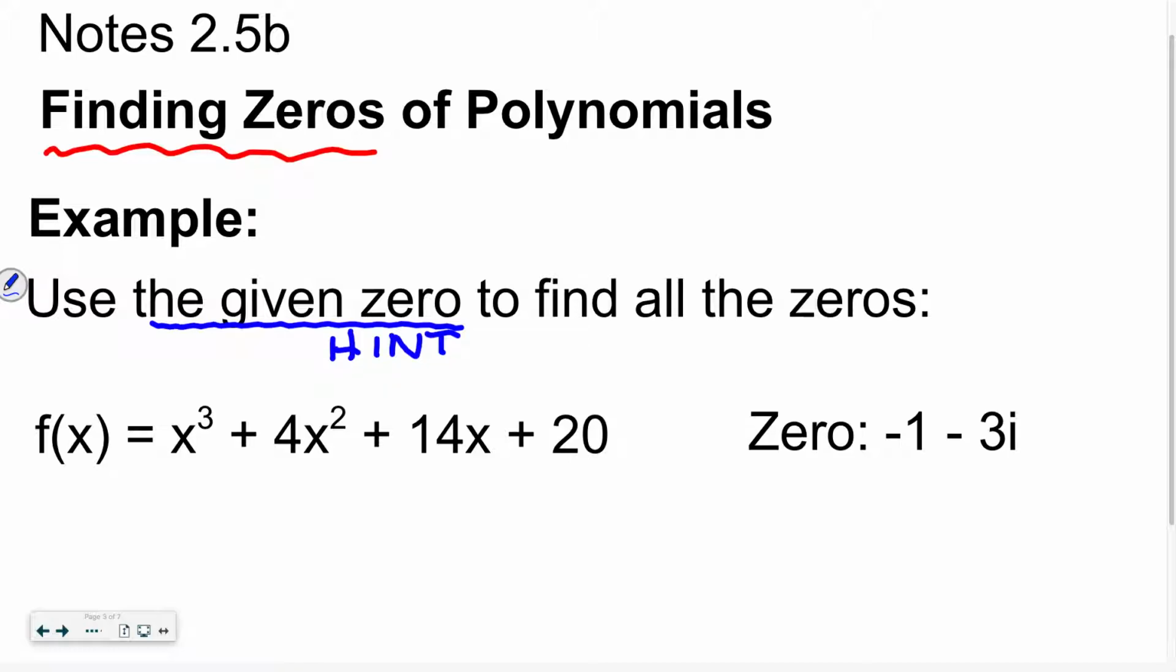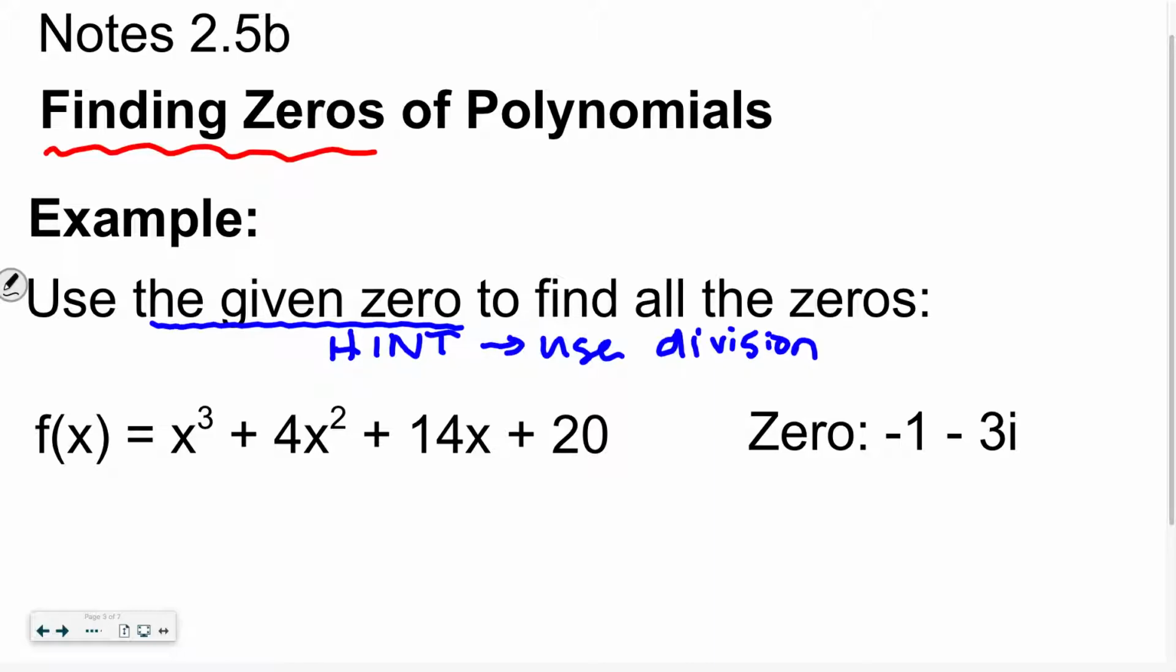Okay. So anytime I give you a hint, a lot of times I'm going to think about using division, because I know if that's supposed to be a zero or that's supposed to be a factor, then if I do polynomial division, I should end up with zero remainder. So it's kind of like a hint of where to go, what to start with.